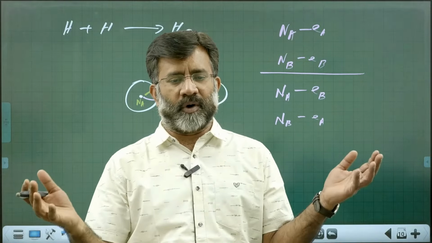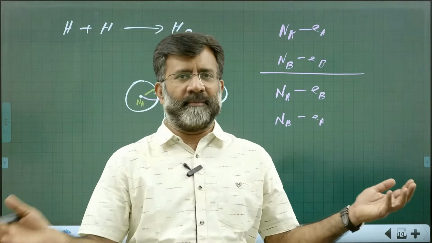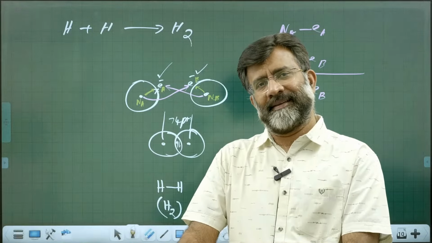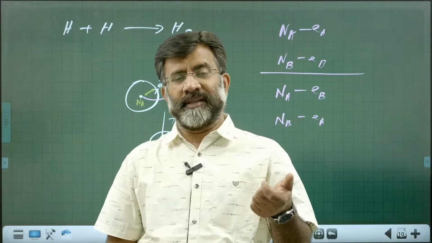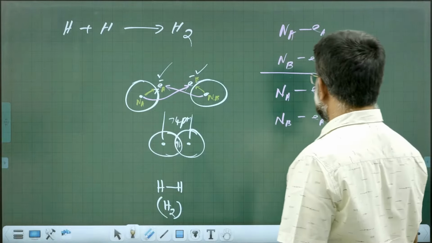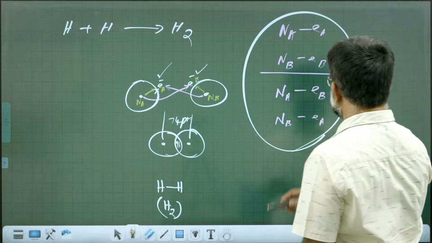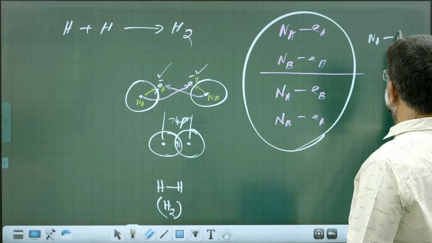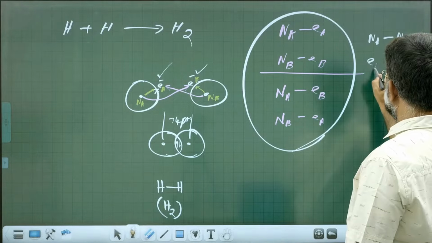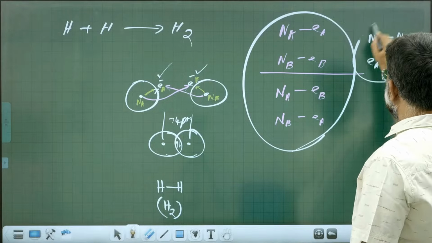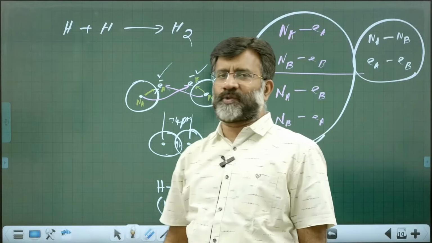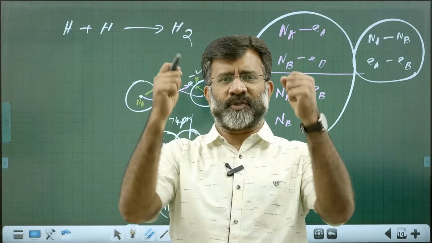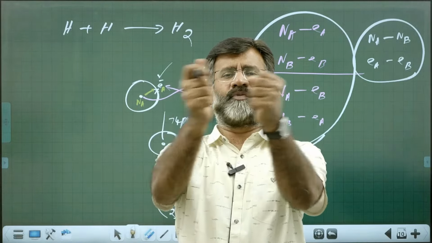They can't come more close than that. That's an optimum minimum distance. If they try to come closer, there will be more repulsive forces, because apart from the attractive forces, there are repulsive forces. What are the repulsive forces? NA repels NB, EA repels EB. There are important repulsive forces also operating. So the attractive force dominates at an optimum distance when they bond up.